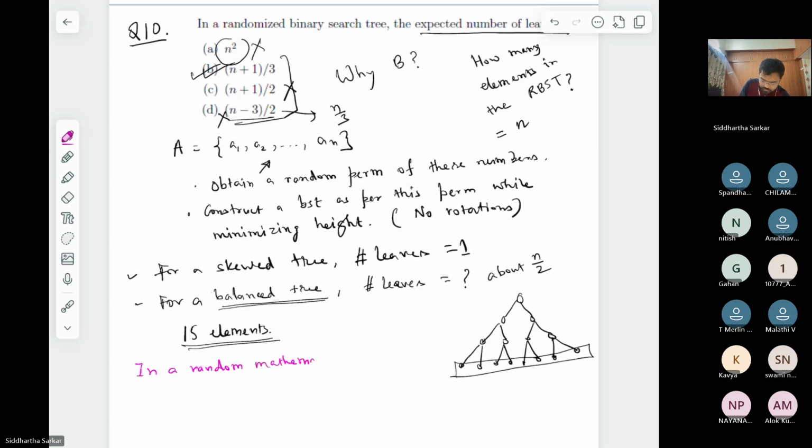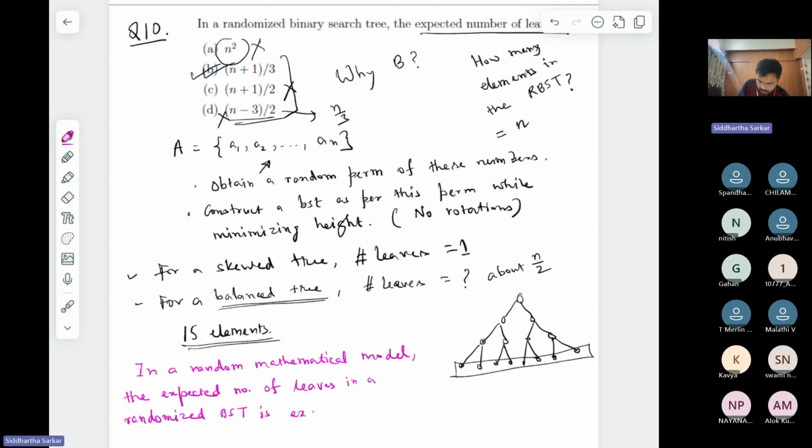Mathematical model, the expected number of leaves in a randomized binary search tree is exactly (n plus 1) by 3 using probability. This is what he has written.